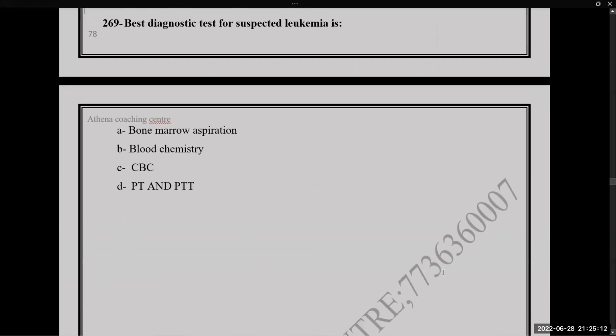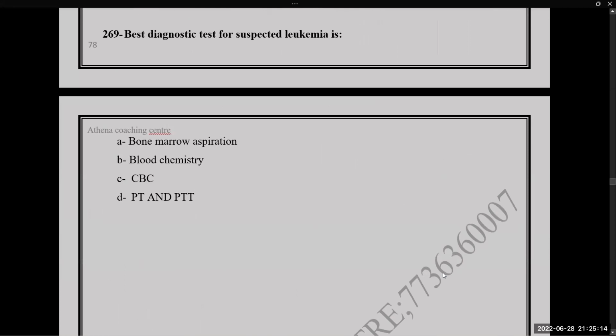Next question. What is the best diagnostic test to suspect leukemia? What is leukemia? It is blood cancer. So basically, to confirm any kind of blood cancer, the better investigation is biopsy, that is bone marrow aspiration and biopsy.